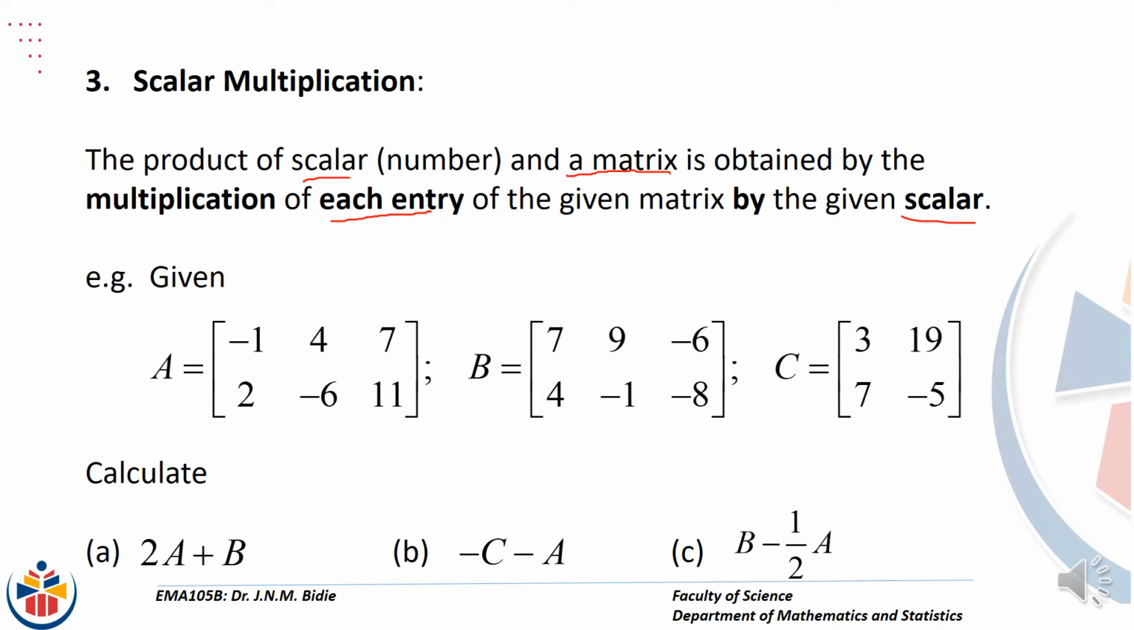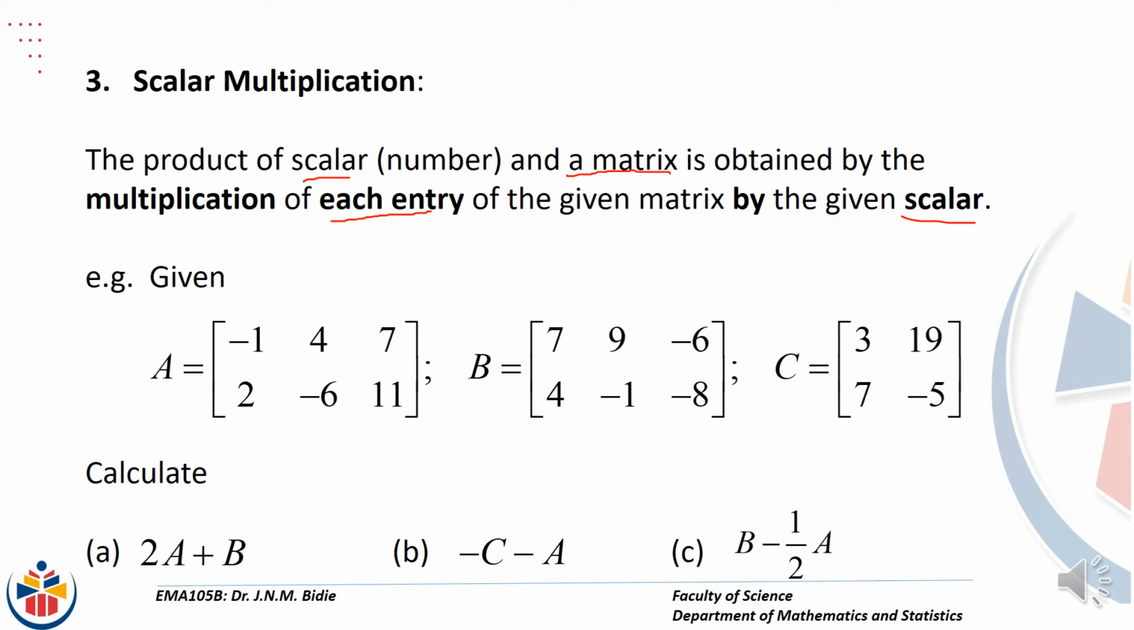So I'm hoping that you understand that each entry in A is multiplied by 2, and then thereafter you add your answer to the corresponding entry in B. So that means our answer for 2A plus B should also be a 2 by 3 matrix.